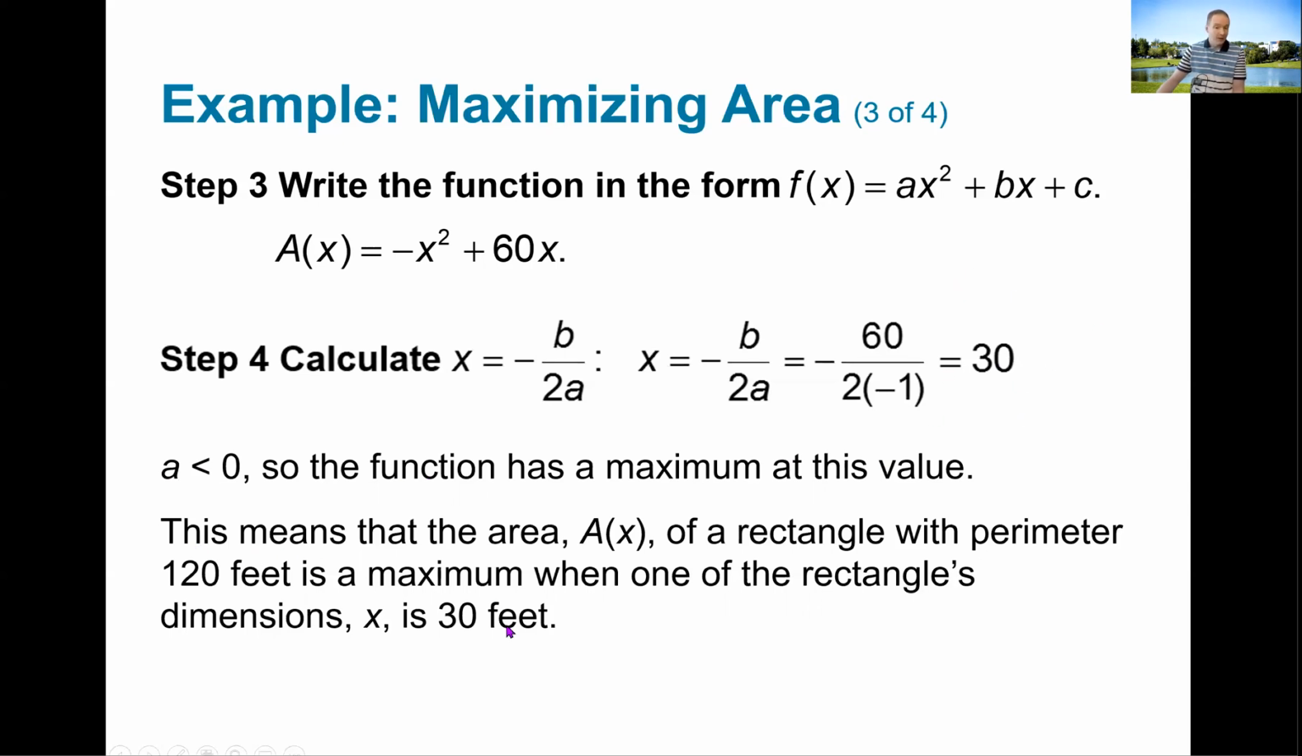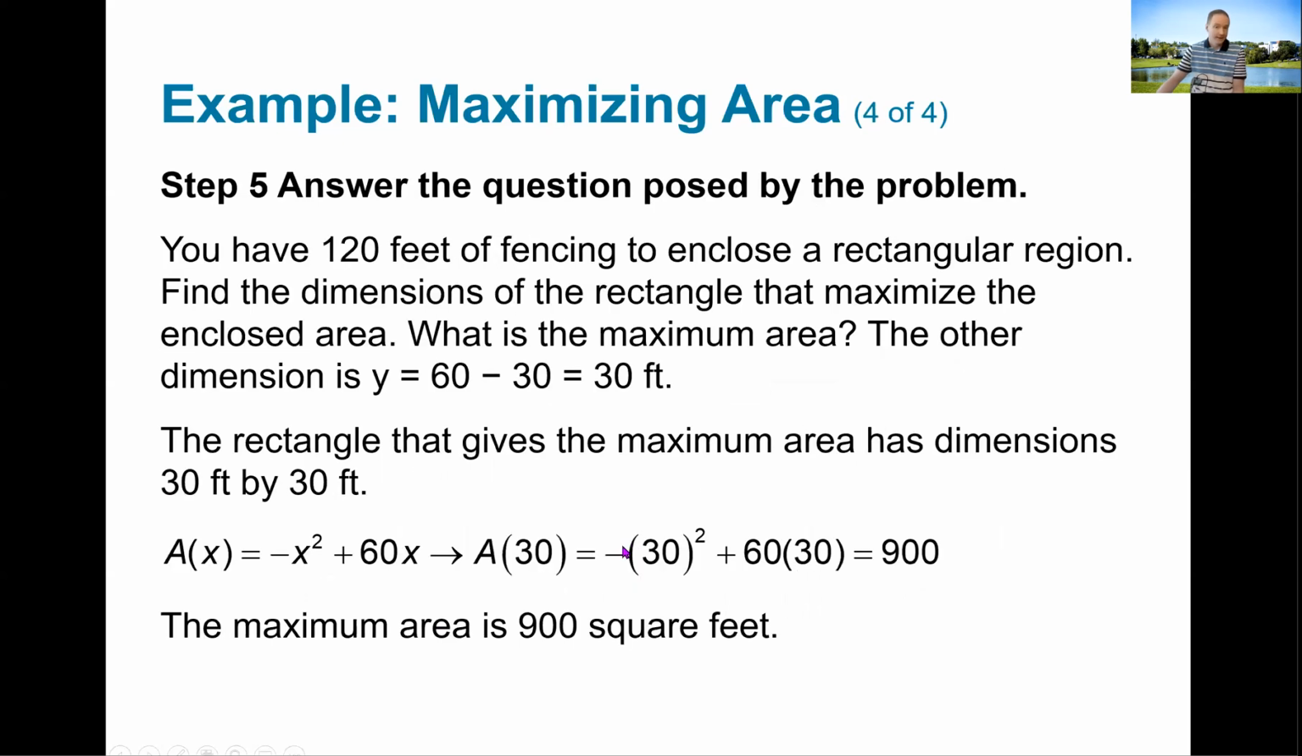So if I plug 30 into my area function, it will give me my maximum area. That's all I did on the next page here. The area function evaluated at 30 is going to be negative 30 squared plus 60 times 30. That's negative 900 plus 1800, which is 900. Now, to make sure you answer in terms of the problem, the dimensions were measured in feet, so the area has to be in square feet. So 900 square feet is the maximum area.